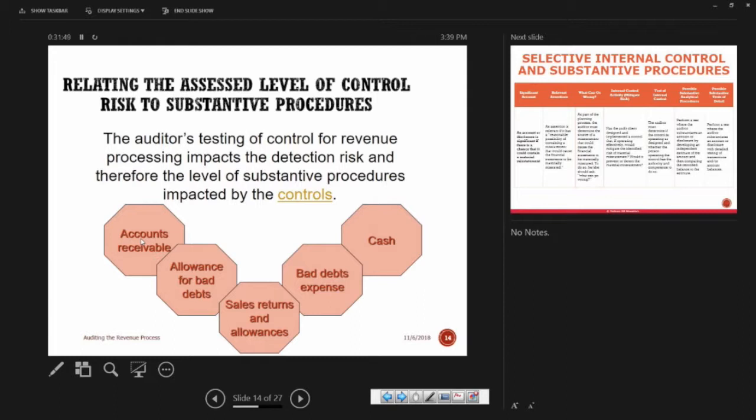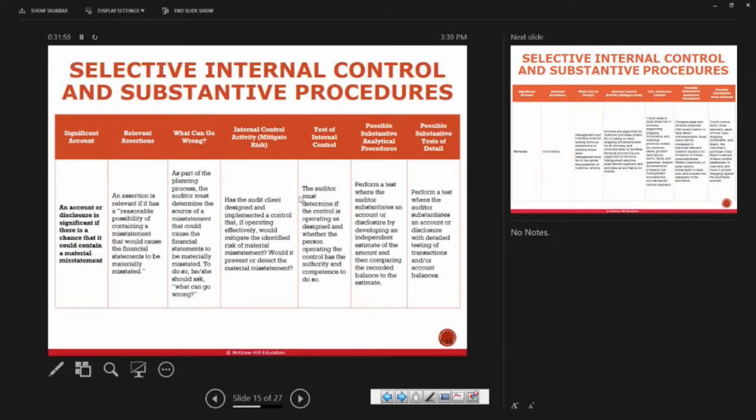But just for our discussion, we're going to focus on accounts receivable and the allowance for doubtful accounts, as well as substantive tests of transactions, which means getting evidence about the transactions.